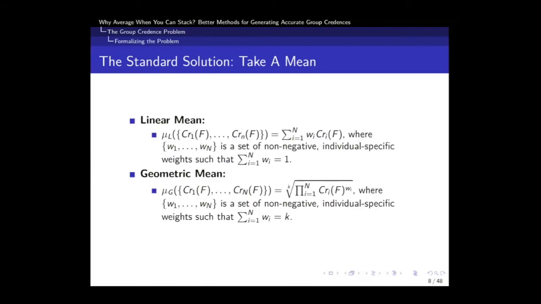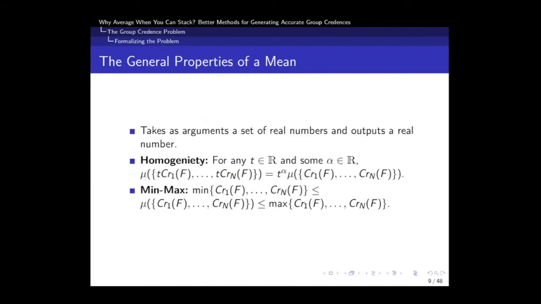So I'm not going to be talking so much about that here. Rather, I'm going to be thinking about means in a bit more general way. And the way that's going to work is just thinking about these two properties that any mean has to have. Because what is a mean? Well, it takes as arguments a set of real numbers and outputs a real number. And that function is going to have two properties. First, it's going to be homogeneous in its arguments to some degree alpha. Not going to worry so much about that here.